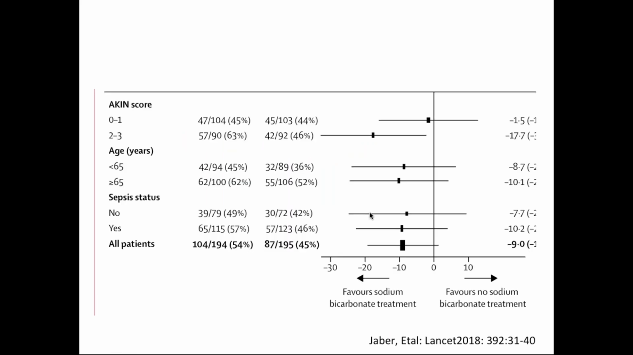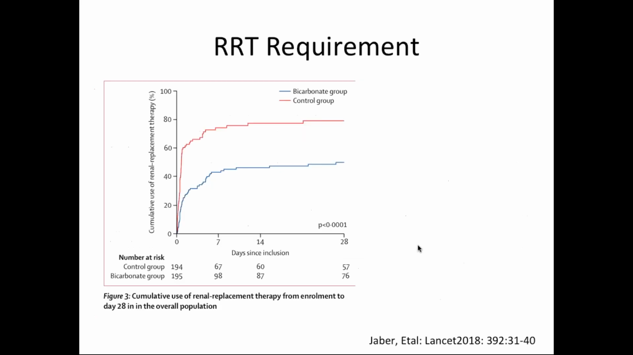And then they also looked at the differences across different subgroups. So you can see that those without AKI, the line crosses 0, and those who had AKIN scores of 2 or 3 are what was significant in terms of the outcome, and the curves we showed before. All the other groups, age less than 65 or more than 65, sepsis or no sepsis, cross the midline. And then overall, for all patients together, the confidence interval also crosses 0, with about a 10% benefit. They also looked at renal replacement therapy, and again, the group that got bicarbonate had about 20 to 25% lower risk, or lower need for renal replacement, and that was significant as well.